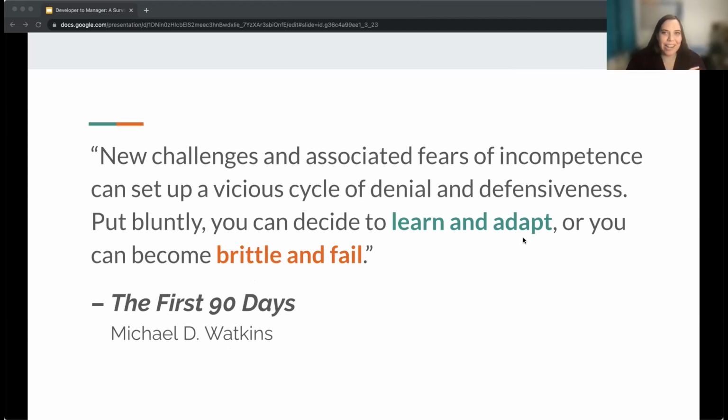And this quote from the first 90 days really nails it. When you're doing something out of your comfort zone, you can either get brittle and fail, or you can learn and adapt. One of my toughest projects was in that first director role, and I was supervising 3 members of the team, and I was also leading the project that they were working on. And I'd been working really hard to keep that project on track, but there was a demanding client, there was loads of scope creep, loads of challenges, and the developers got really burned out. And even when we launched, their mood didn't improve.